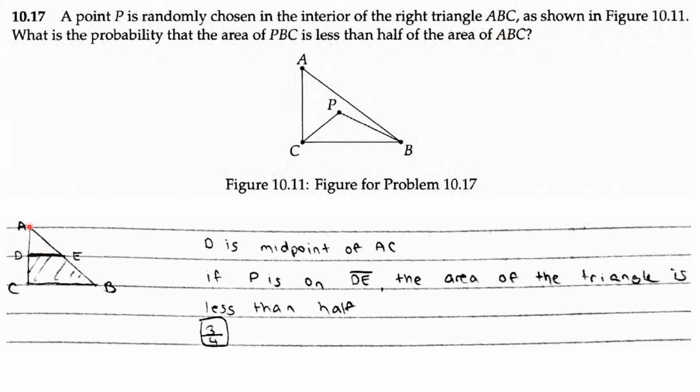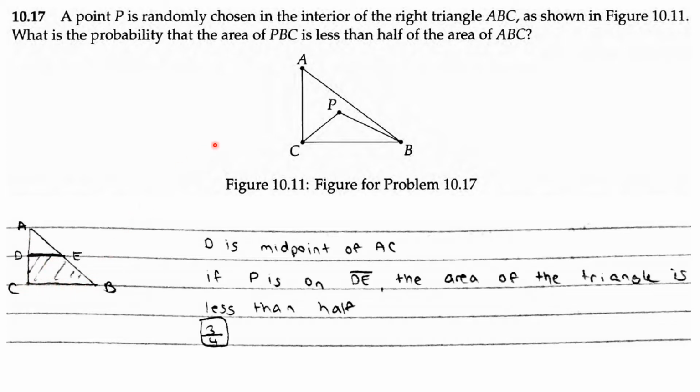So if we look in this diagram, if we make D the midpoint of AC, and E is on AB, and DE and CB are parallel, if P is on the line segment DE, the area of the triangle is less than half, because the area of a triangle is base times height divided by 2.